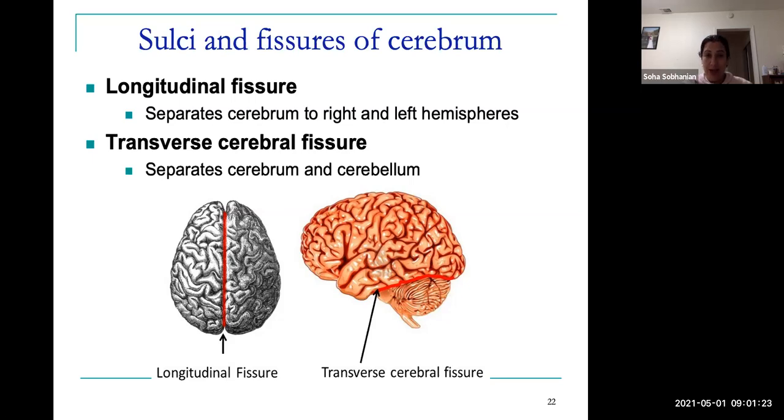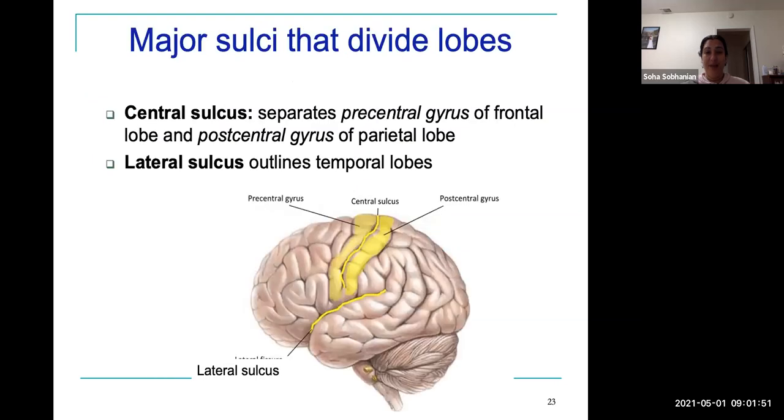Another line, which is very pronounced, and you could have seen it if we were dissecting a sheep's brain, is the line that takes the cerebrum and separates it from the cerebellum. So you have cerebrum and cerebellum separated, they're not connected, you can open them up. That line is referred to as the transverse cerebral fissure. This is the red line you see right here. So these are the 2 main fissures that we have in the brain.